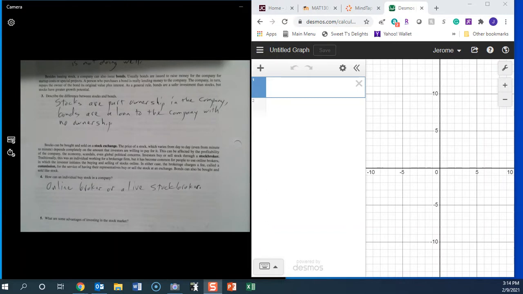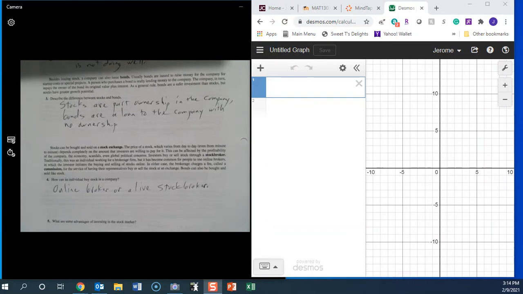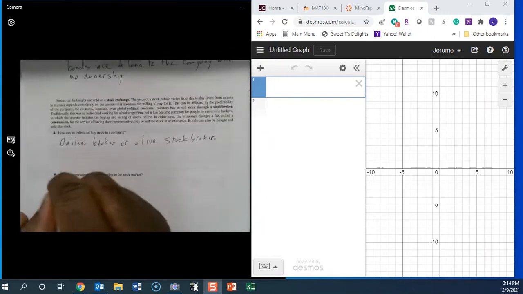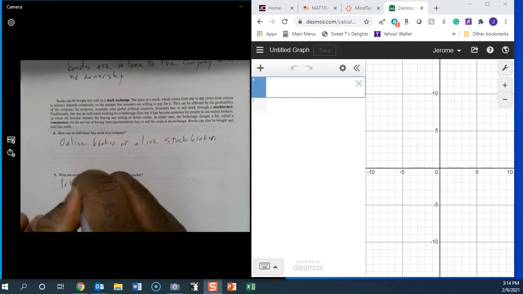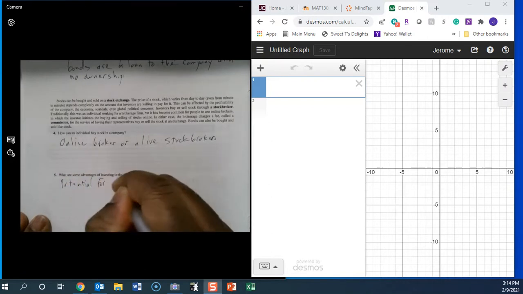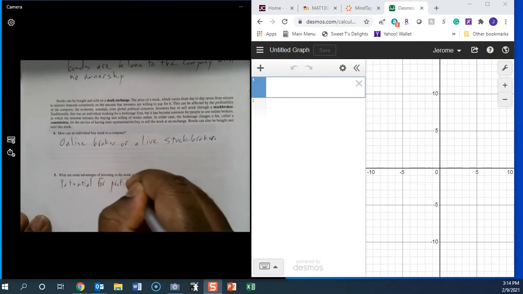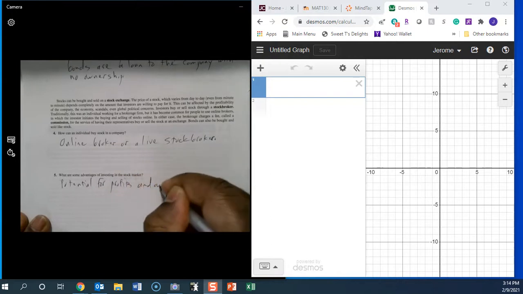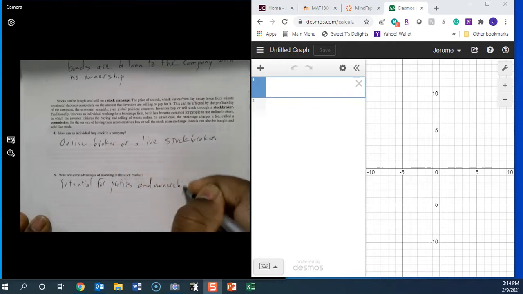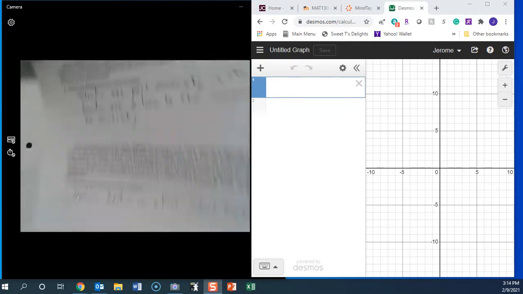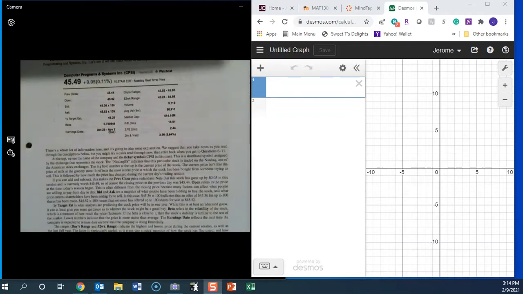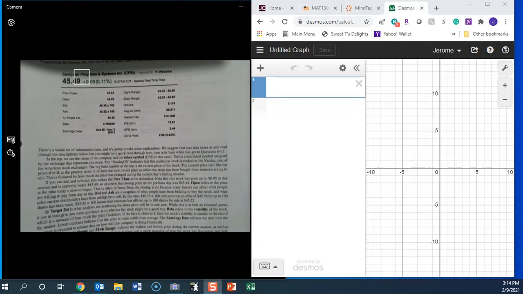Okay, number 5. What are some advantages of investing in the stock market? Well, one advantage is potential for profits and ownership in a company. Those are a couple. All right, now we move on to the next page.